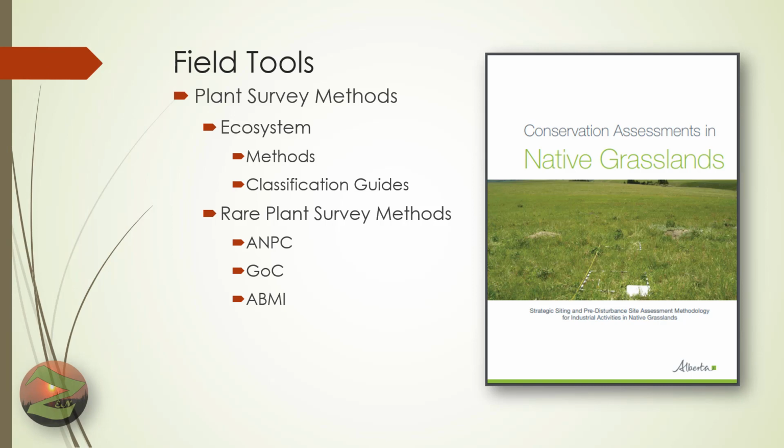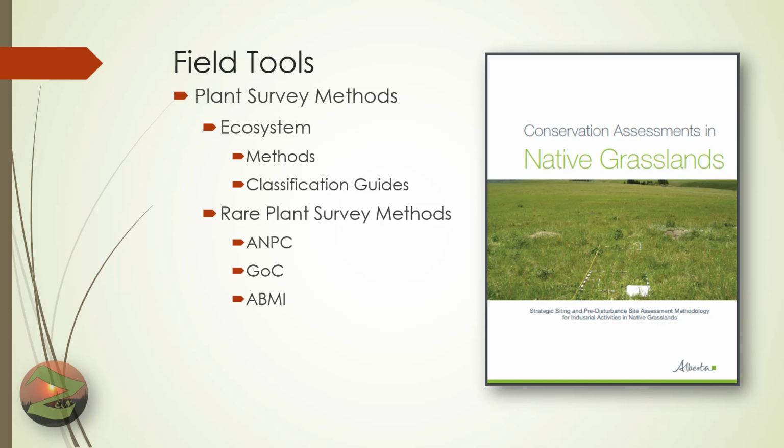Tools that can be used in the field often include ground truthing the mapping, which involves recording plant species and cover or identifying plant species of interest, such as rare plants or weeds. There is a lot of pre-field study design that is required, and there are quite Alberta-specific guidelines and other tools that you can use. For example, the Conservation Assessment in Native Grasslands, published in 2018 by the GOA, provides detailed methodology on the pre-field mapping requirements, as well as field data collection design.